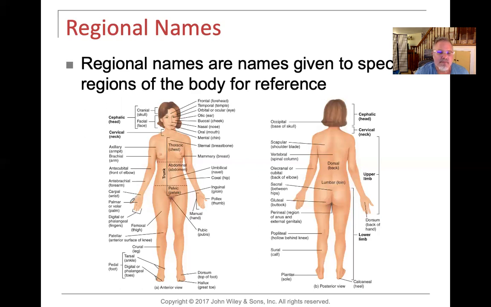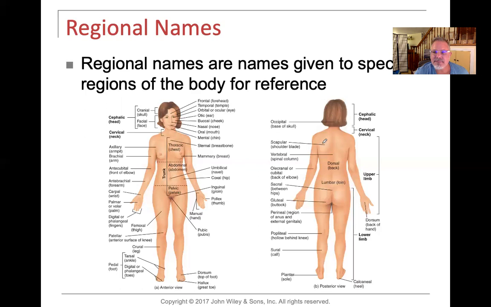The thumb is called pollex or pollicus, whereas the great toe is called hallux or hallicus. The top of the foot is called the dorsum. The dorsum of the foot is the top of the foot. Underneath the foot is called the plantar surface. Plantar surface. The back of the head is called the occiput or occipital region.